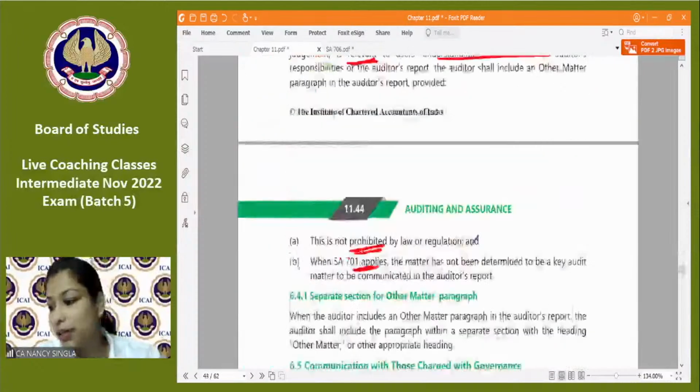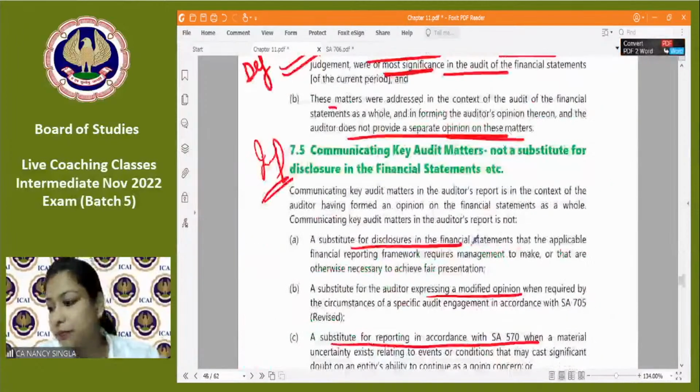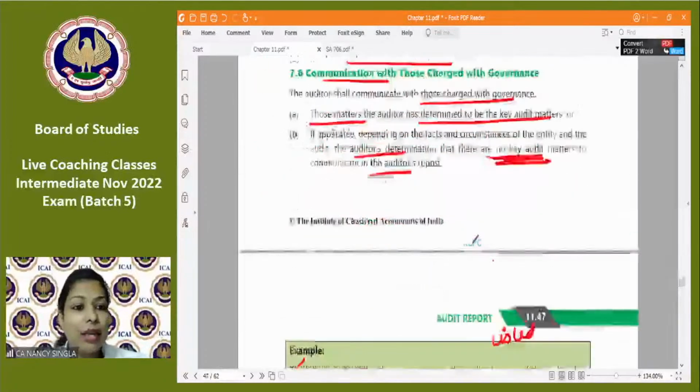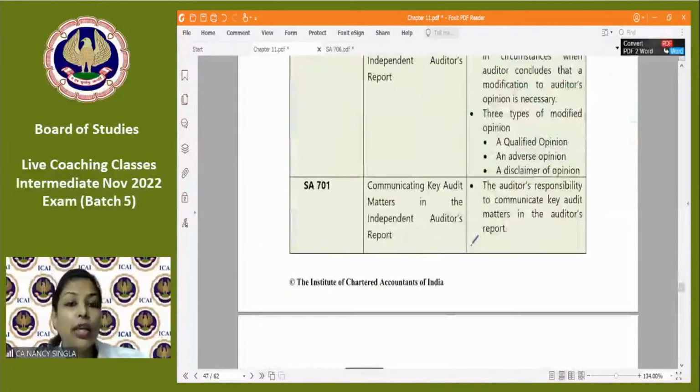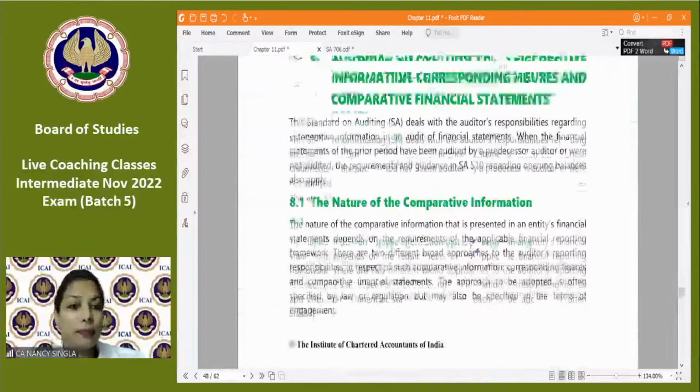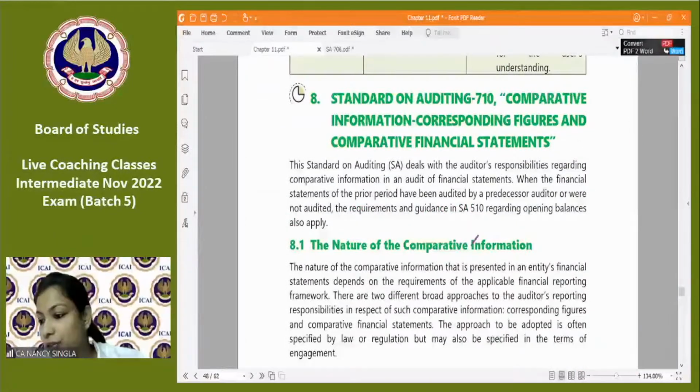Quickly send in your reply. Yes, disclaimer: if it is there anywhere, the KM paragraph will not come. ठीक है? Is it clear?